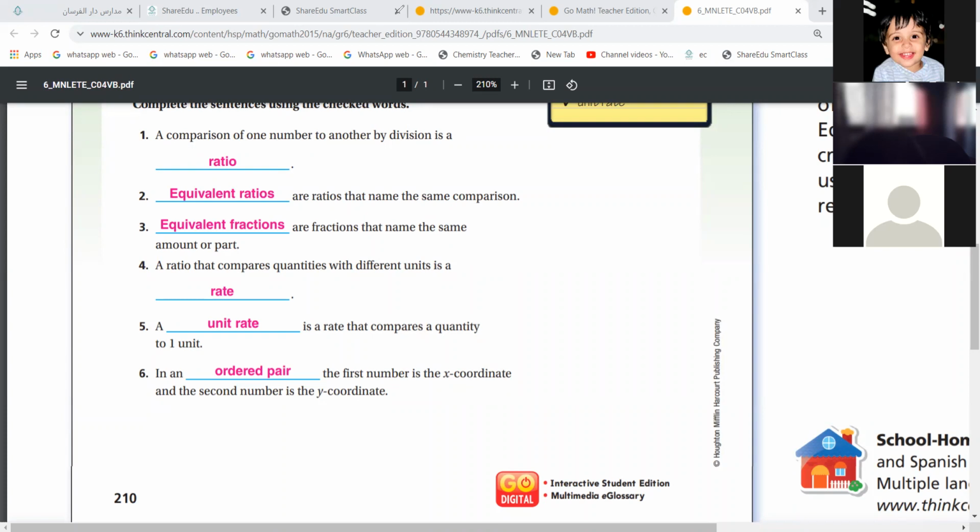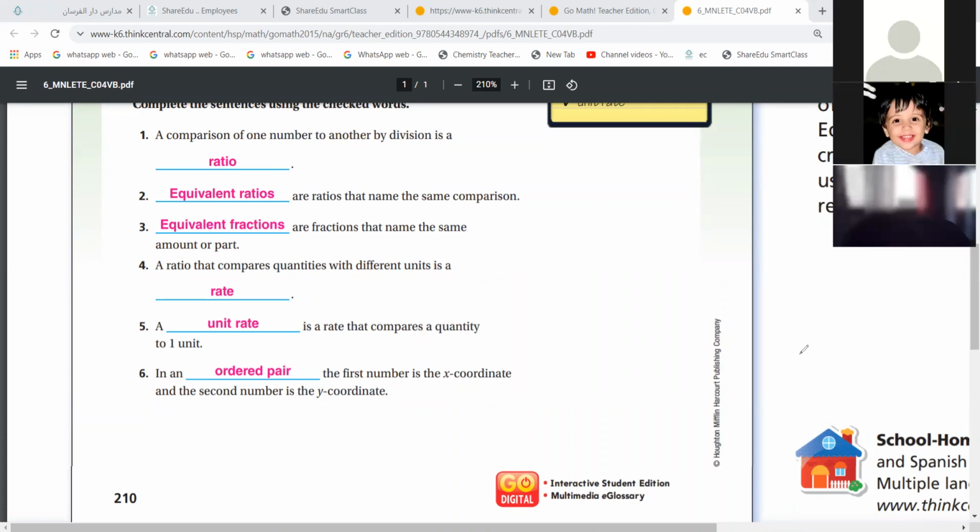So here, are you all listening? Grade 6 girls. Yes. Turn on your cameras. Everyone, please turn on your cameras. Haifa, this page, please read it carefully.